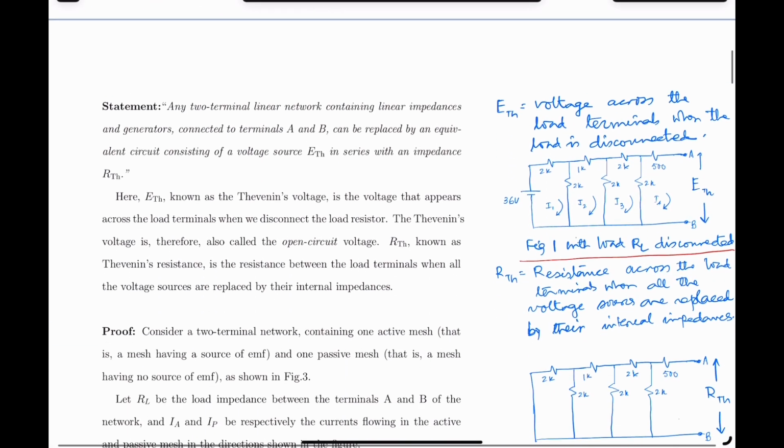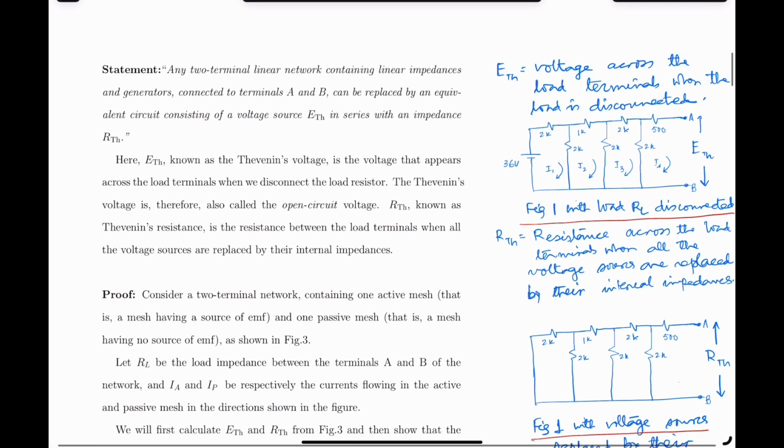Now let us see the statement of Thevenin's theorem. What is the statement? Any two-terminal linear network containing linear impedances and generators connected to terminals A and B can be replaced by an equivalent circuit consisting of a voltage source ETH in series with an impedance RTH.